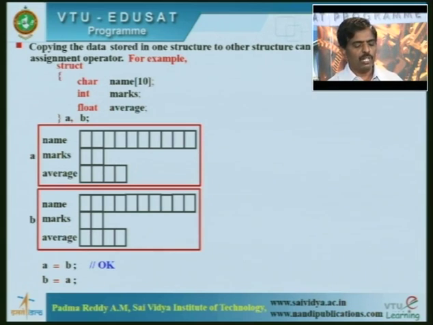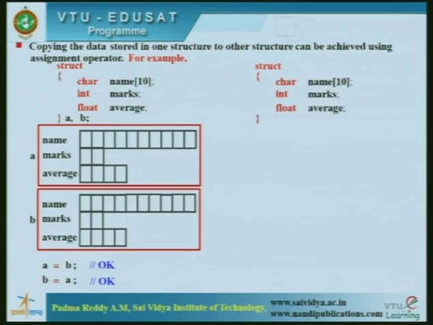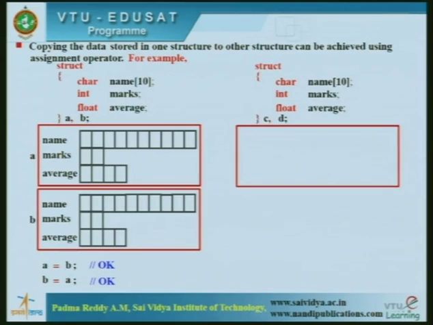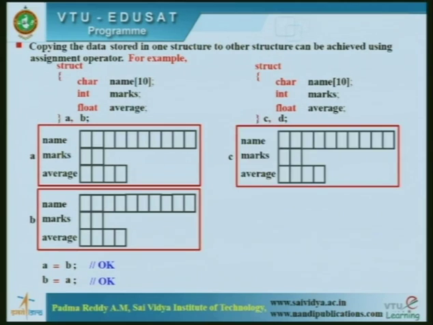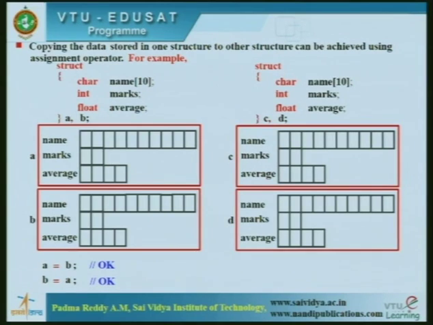So, you can write A equal to B, or you can write B is equal to A. In the first case, what will happen? The entire structure B will be copied into A. In the second case, the entire structure A will be copied into B. Now, look at this structure here. Memory will not be allocated. How many variables are there now? Clearly see how many variables are there? 2 variables are there. So, a block of memory for variable C, another block of memory for the variable D is allocated.